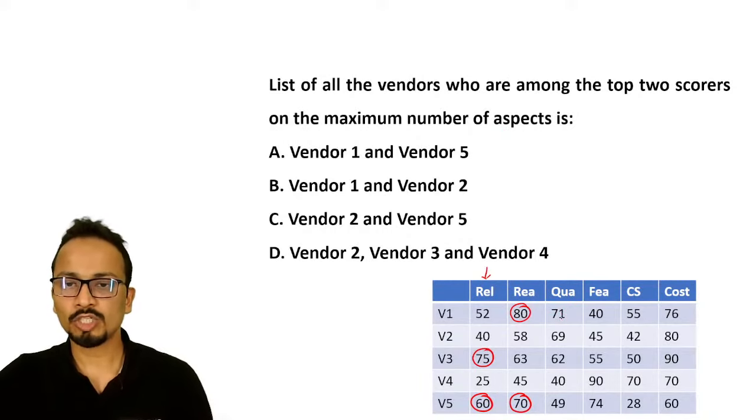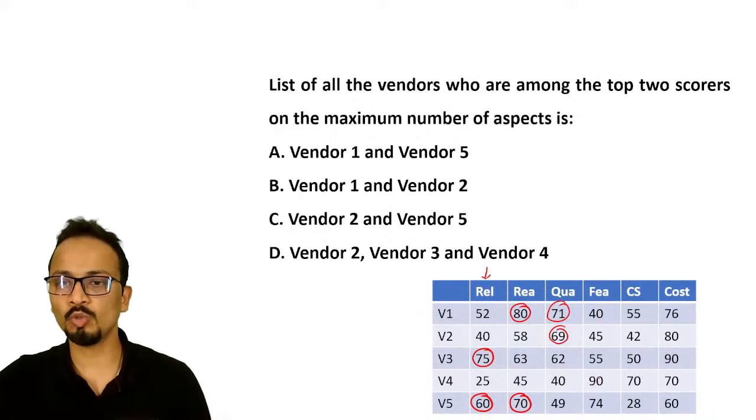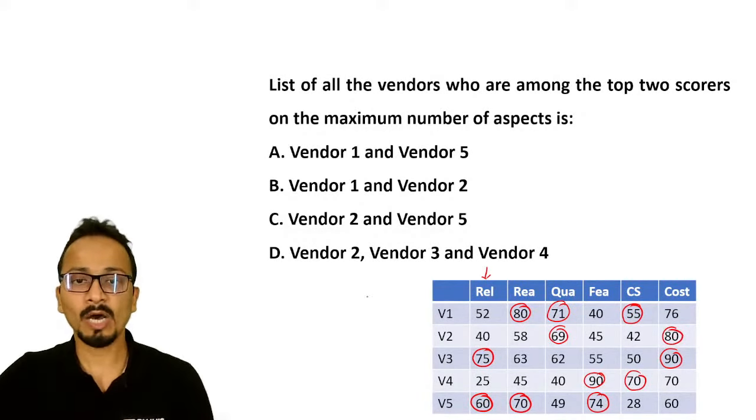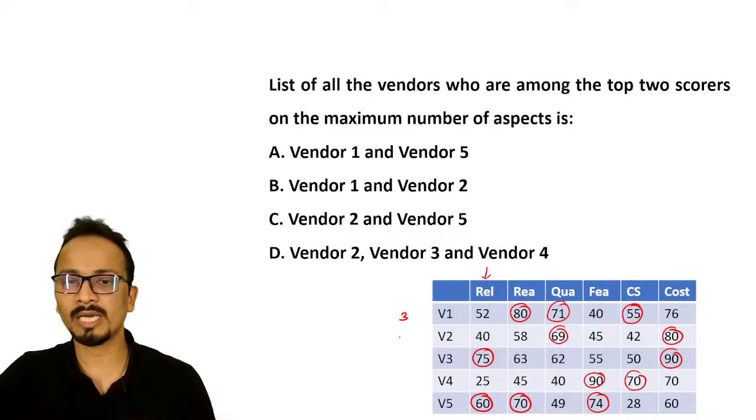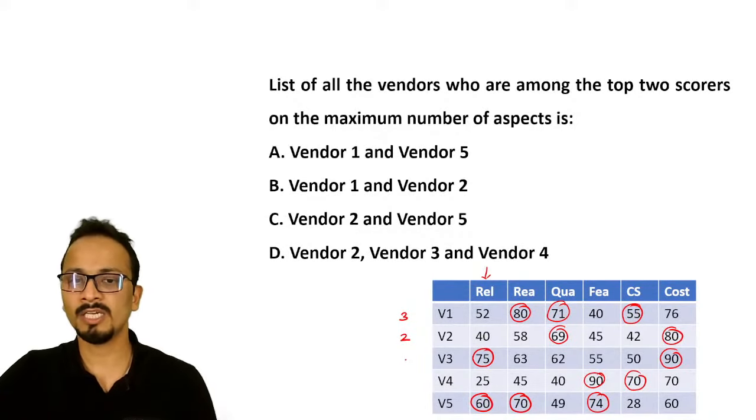For quality, top two are 71 and 69. For features, top two are 90 and 74. For customer service, top two are 70 and 55. And for cost, the top two are 90 and 80. All right. Now, vendor 1 is among top 2 in 3 parameters. Vendor 2 is in top 2 in 2 parameters. Vendor 3 in 2 parameters. Vendor 4 in 2 parameters. And vendor 5 in 3 parameters.